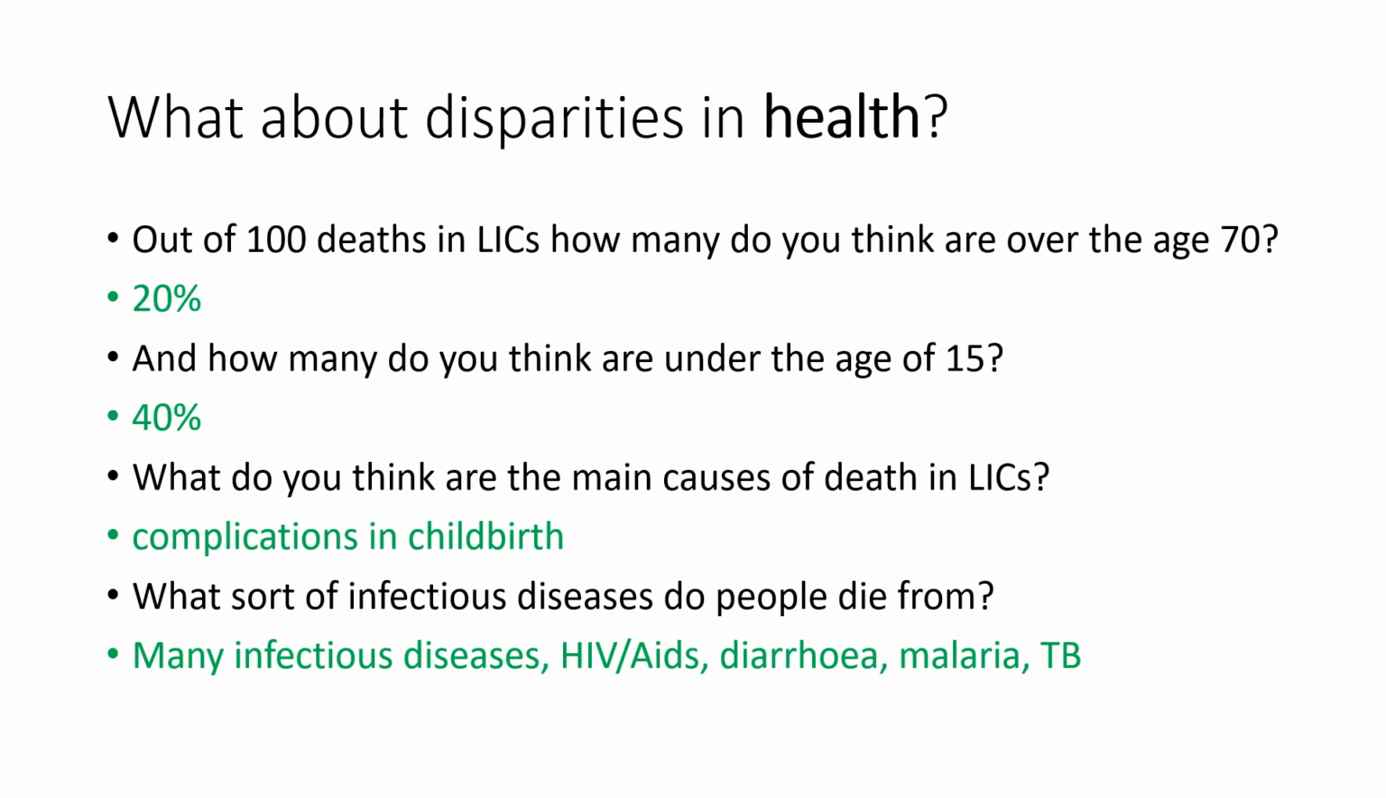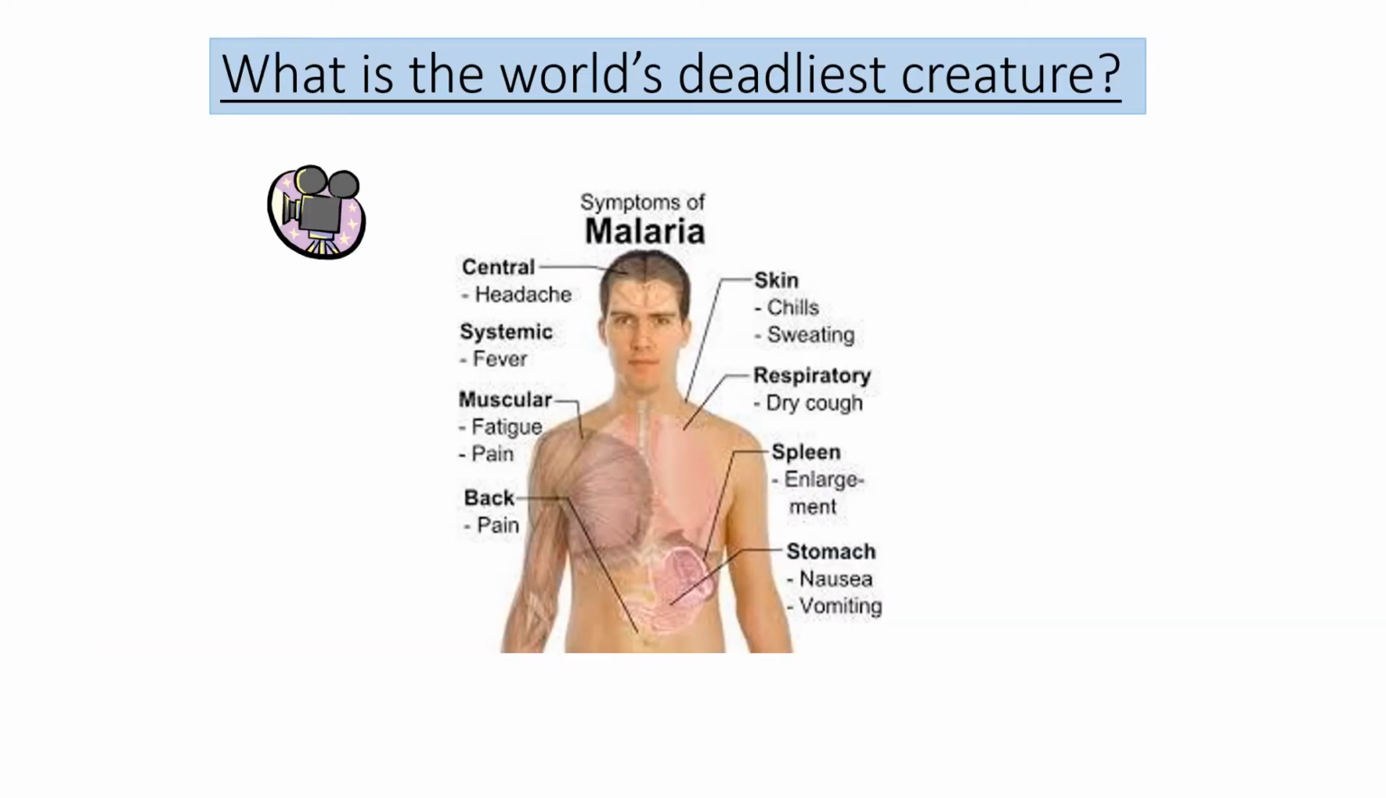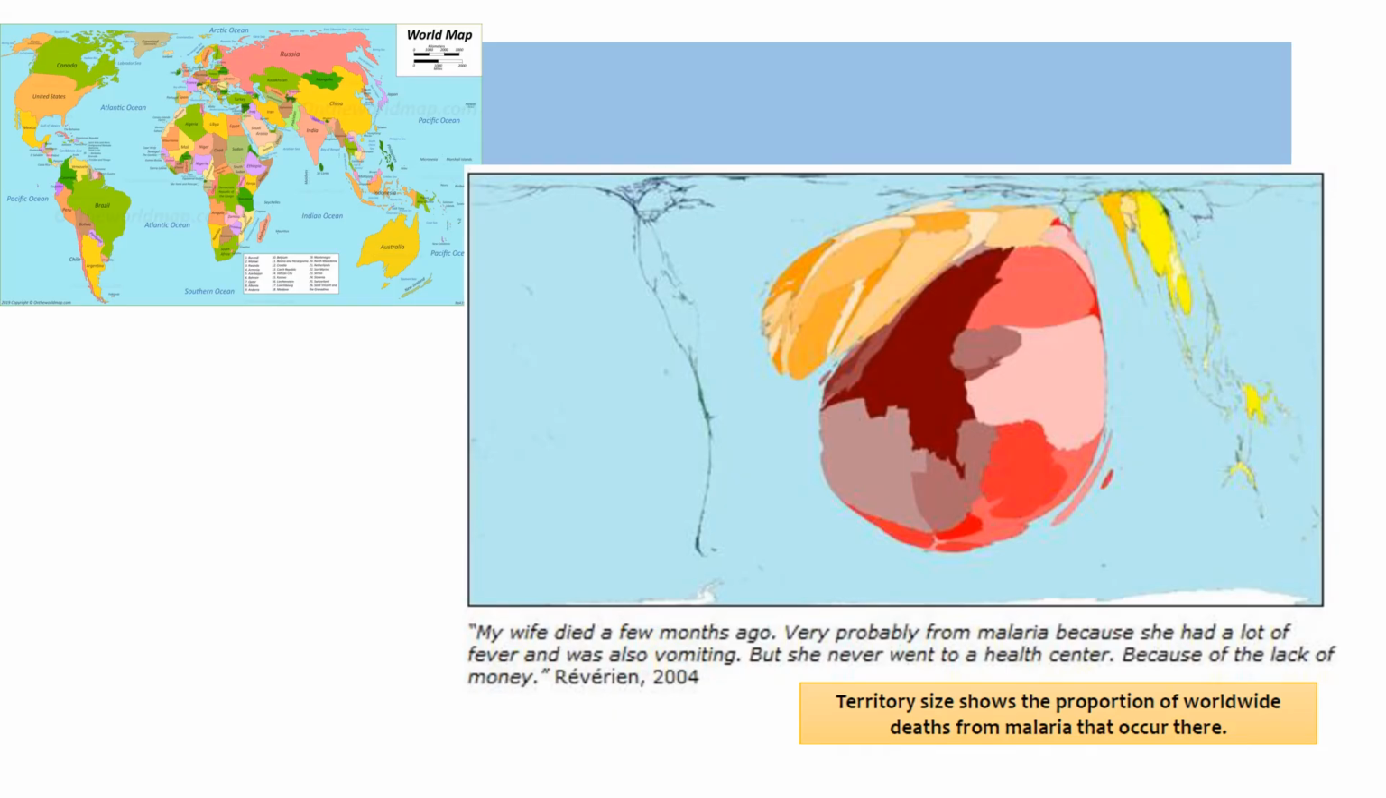And to die from things that can be cured, well, again, if you're living in areas where there are no clinics and there are no vaccinations against these things, then you will die from them. So it's very, very different. And the world's deadliest creature, which currently might well be the coronavirus, but in general terms, it isn't. In general terms, it's malaria.